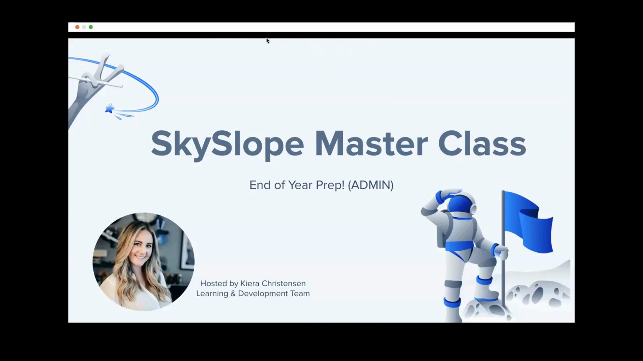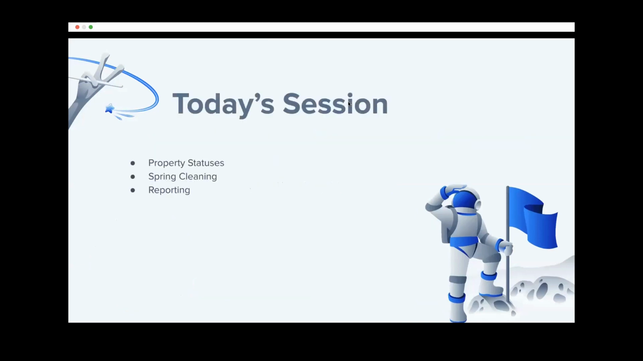Now, today's masterclass is all about end of the year prep. So just a few additional action items to take while you are really wrapping up this production. Making sure that you feel that your account has a good handle on things as we move into the new year. So really what we're going to touch on during today's class are property statuses.